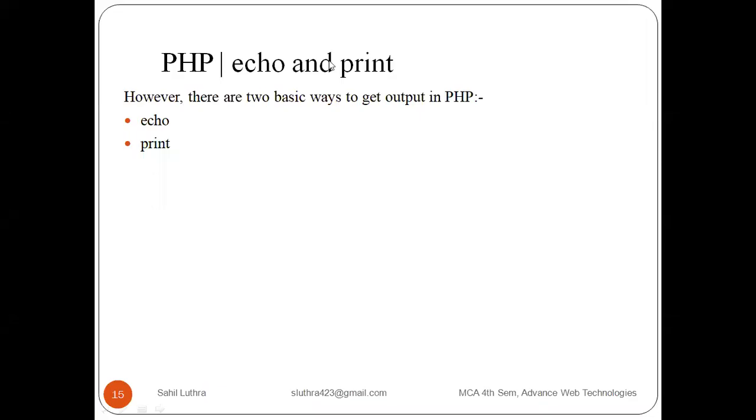So here: PHP echo and print. There are two basic ways to get output in PHP. He says that there are basically two different methods available which we can use to get the output in PHP. The first one is echo and the second one is print.